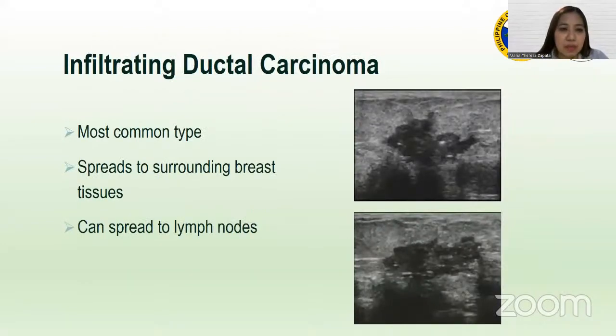Infiltrating ductal carcinoma, the most common type. Spreads to surrounding breast tissues, can spread to lymph nodes. This is a type of breast cancer that starts in the milk duct of the breast and may spread through the lymph nodes.